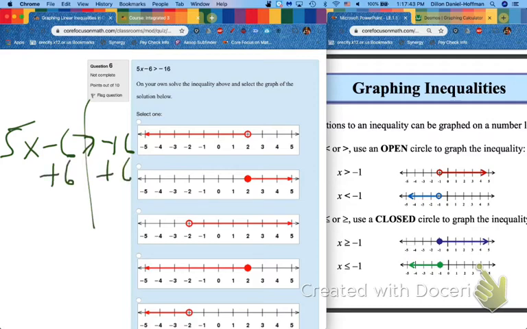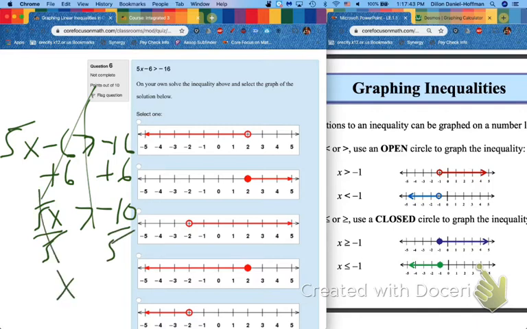SADME, add and subtract first. So I got 5x is greater than negative 16 plus 6, which is negative 10. Divided by 5, x is greater than negative 2. Why did I divide? Well, remember again the trick: a number and a letter that are stuck together are like two rabbits stuck together. They multiply. We've got to do the opposite and divide.